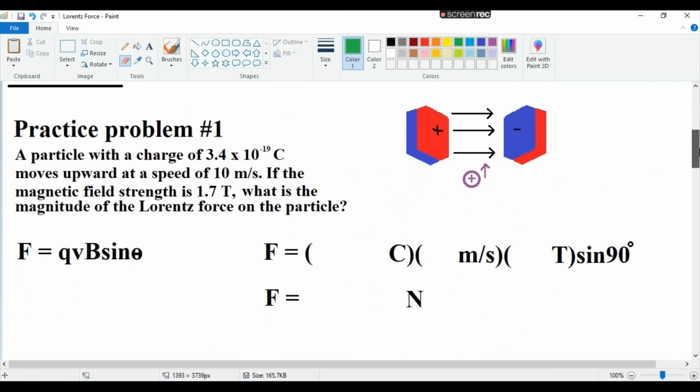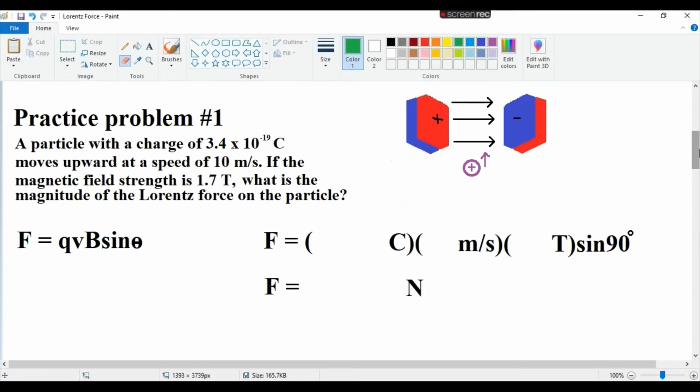So we're going to jump into our first practice problem using the Lorentz force equation. If we have a particle with a charge of 3.4 times 10 to the negative 19th coulombs, it moves upward at a speed of 10 meters per second. If the magnetic field strength is 1.7 Teslas, what is the magnitude of the Lorentz force on the particle?